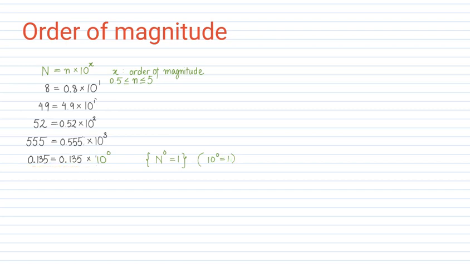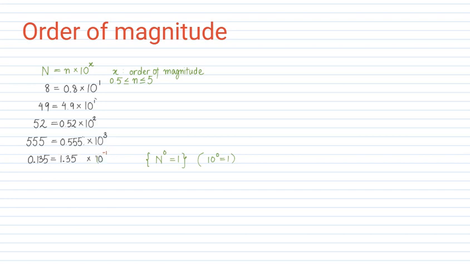Now look, is 0.135 greater than 0.5? No. 0.5 is greater than 0.135, isn't it? Therefore, what I have to do, I have to send this decimal to the right. If I send this decimal to the right hand side, what happens? Compare. Earlier, you used to send your decimal to the left. If you send your decimal to the left, the order increases by 1. But if you send your decimal to the right, the order will reduce by 1.